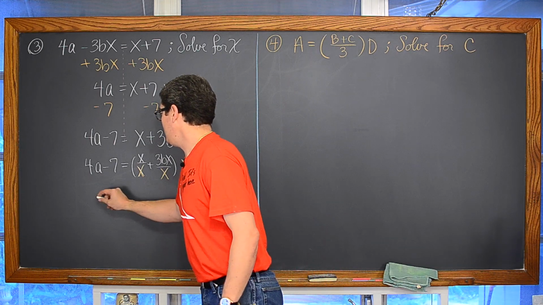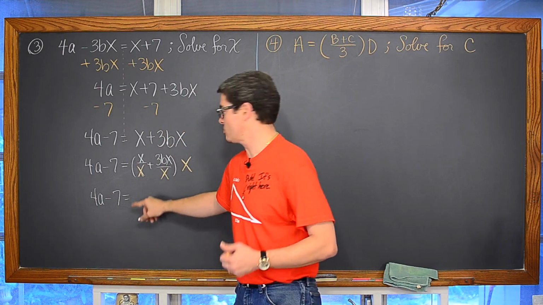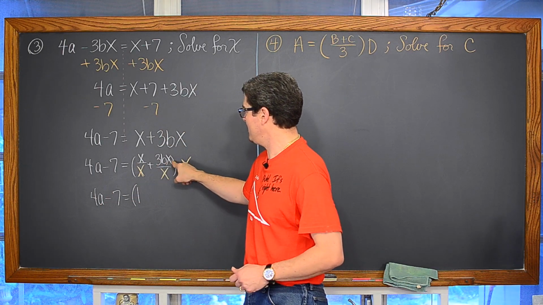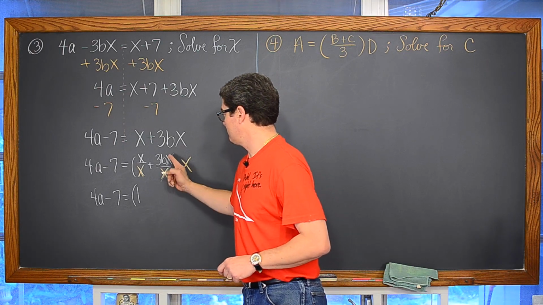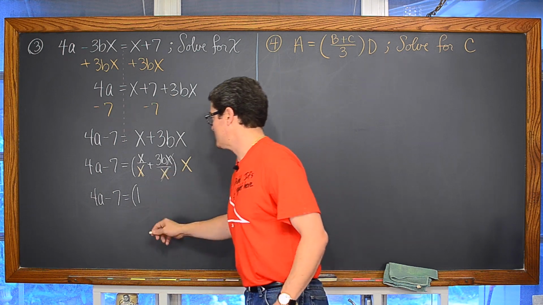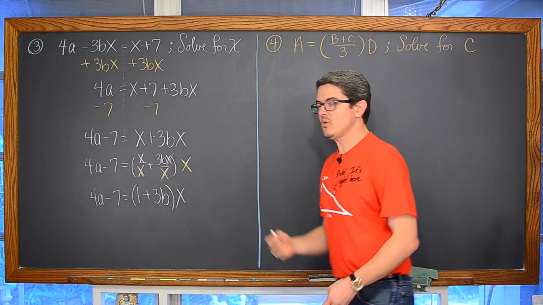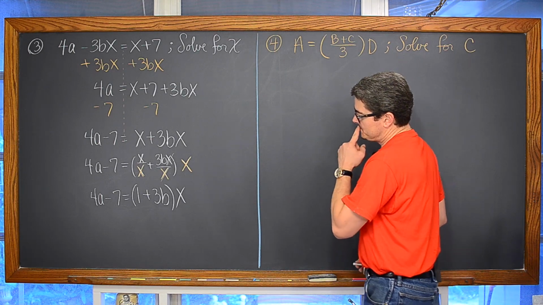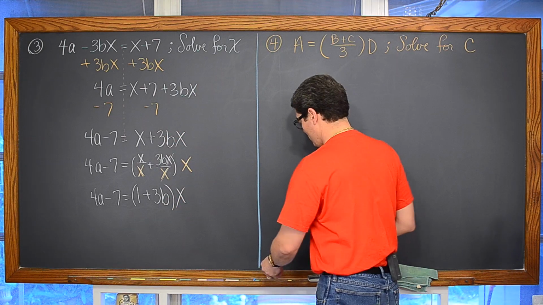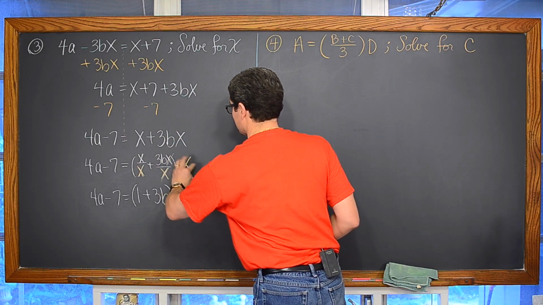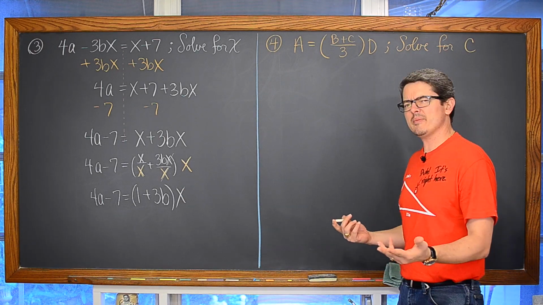And that is going to be 4a minus 7 is equal to x divided by x is 1, plus 3bx divided by x, those x's are going to cancel out. And x divided by x is 1, so we have 3b times 1, so it's 1 plus 3b times x, and we're almost done. Now, if you need to understand how to factor out a monomial, another way of looking at this and explaining how that x is coming out so you can just write it once, think about adding like terms.